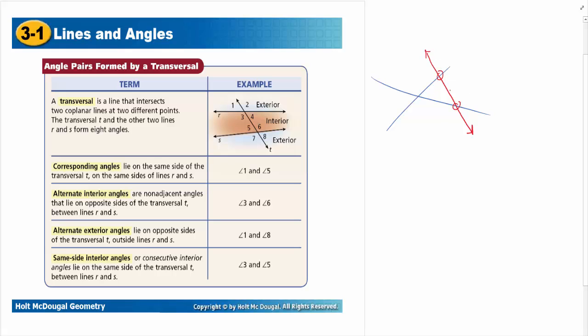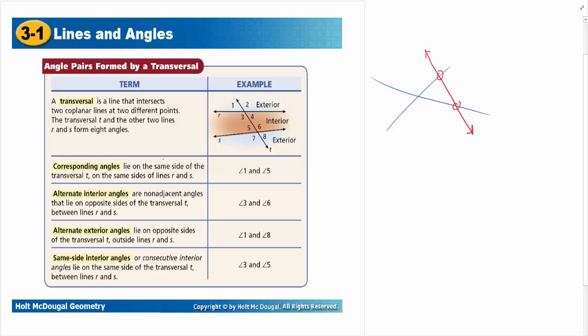So we need to be able to recognize a transversal. Here, it's this line right here. See how it's touching it twice? It's touching those two other lines. So that's our transversal. It's a line that intersects two coplanar lines. Okay, so anyway, knowing all these phrases, we've got corresponding angles.